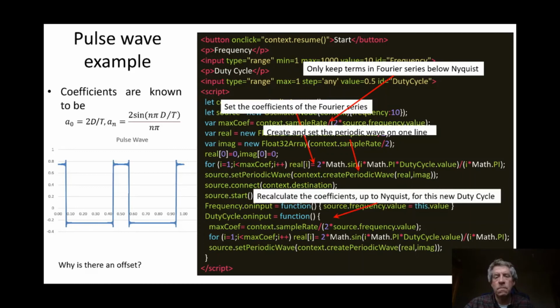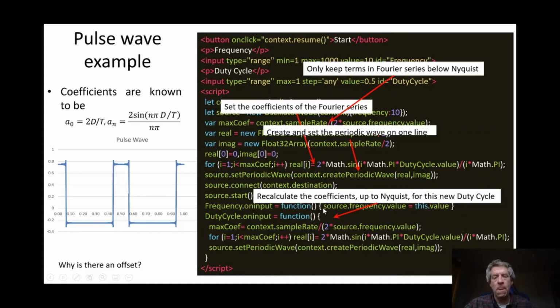Also, I have a duty cycle control or slider. Every time I change the duty cycle, this equation gives a new value, so I need to recalculate all of the coefficients.